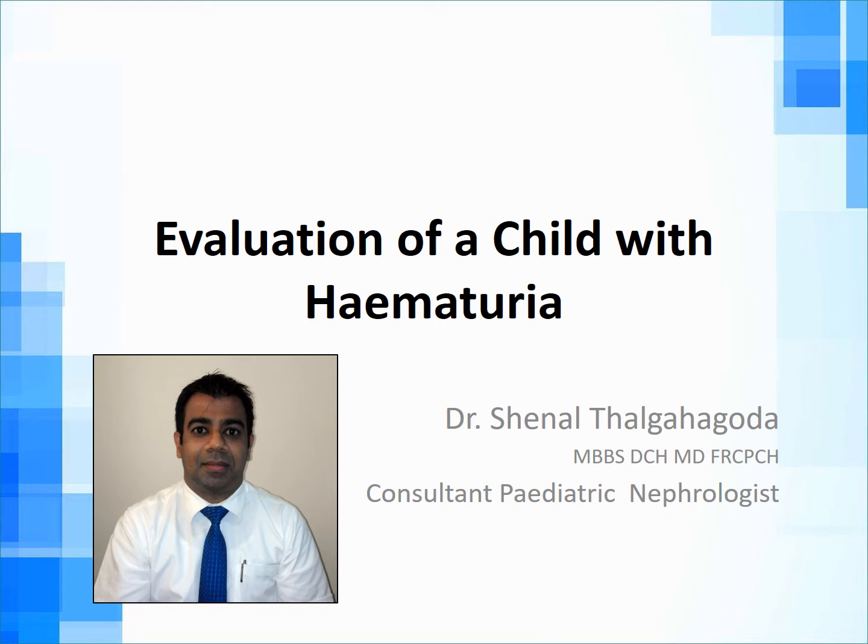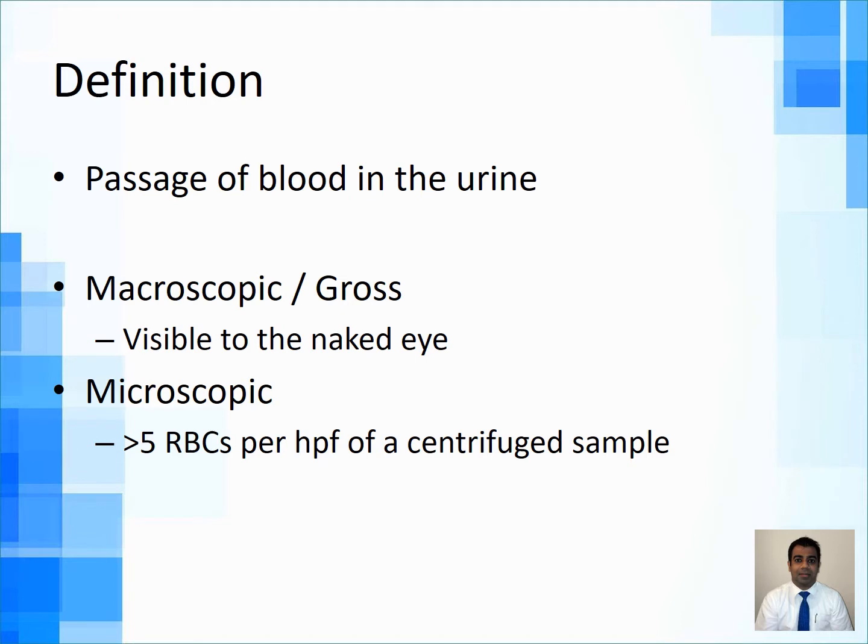So during the course of this lecture, we'll be dealing with how to evaluate a child with hematuria. To start with the definition, hematuria is the passage of blood in the urine. It can be macroscopic or gross hematuria, which is visible to the naked eye. You can see the red color or shades of red in the urine. Or it can be microscopic, defined as the presence of more than 5 red cells per high power field in a centrifuged sample.